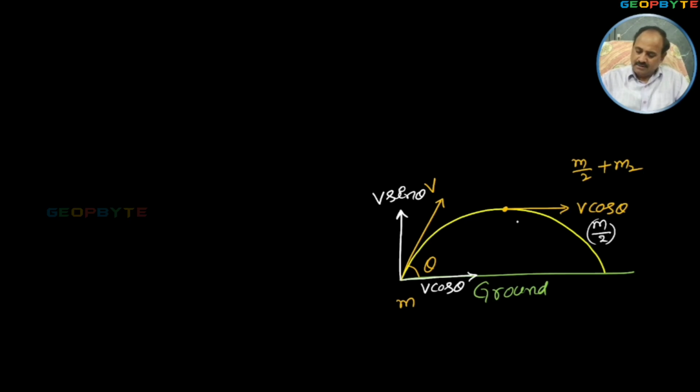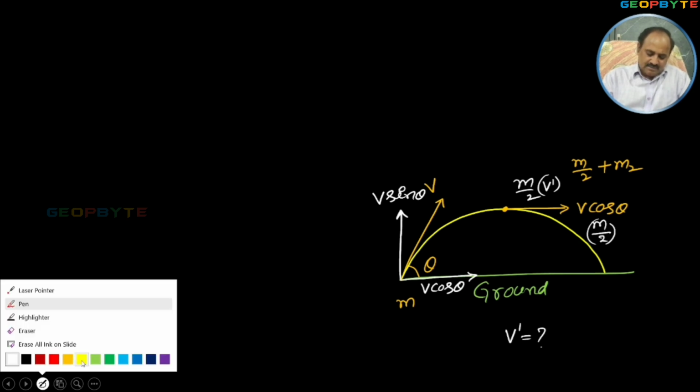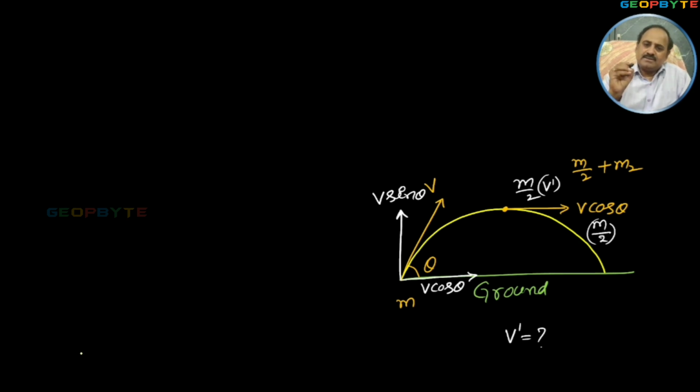For the other mass, it is not given in which direction that other piece is moving. The other mass is m by 2, maintaining the velocity, let it be v dash. Then what is the velocity of that other piece? That's what he is asking. Okay, very easy question. Now let us take the law of conservation of linear momentum.